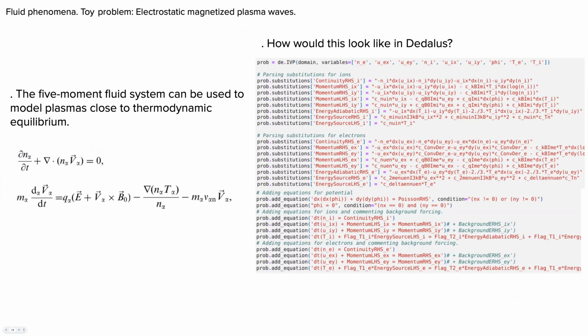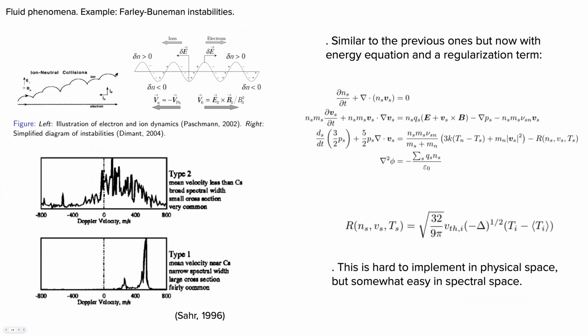Then I'm going to apply this to the Farley-Buneman instabilities, which is a more realistic problem. As you know, the Farley-Buneman instabilities arise basically because the collisionality between the electrons and the ions in the E region is different. So there's this current that triggers the instability, that makes any perturbations here in the plasma grow and grow.